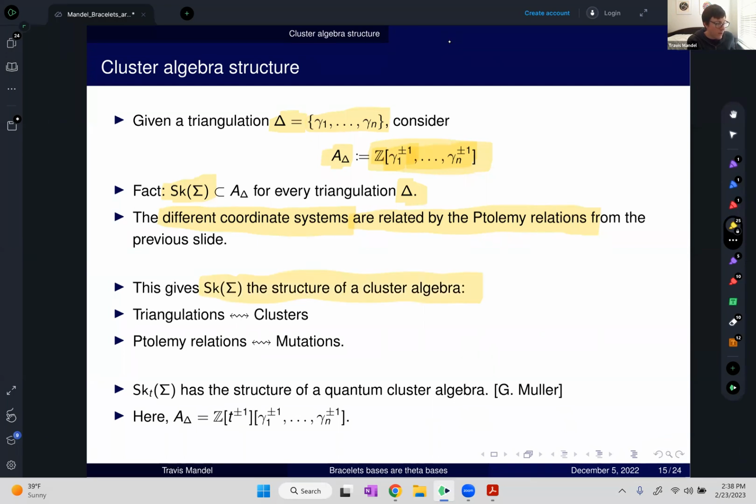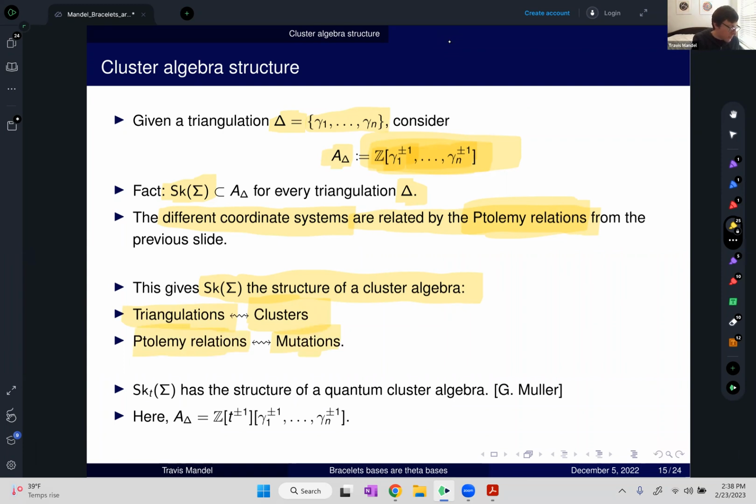I haven't said what a cluster algebra is, but basically it's a certain type of algebra that you define in this combinatorial way, where you have a bunch of different coordinate systems, all of them being these Laurent polynomial rings. And given one, you can mutate with respect to a number of the different variables. And mutation is basically just this change of coordinates, this change of variables thing you do, which generalizes that Ptolemy relation. So the clusters here, the different coordinate systems, correspond to the triangulations. And the mutations are the Ptolemy relations.